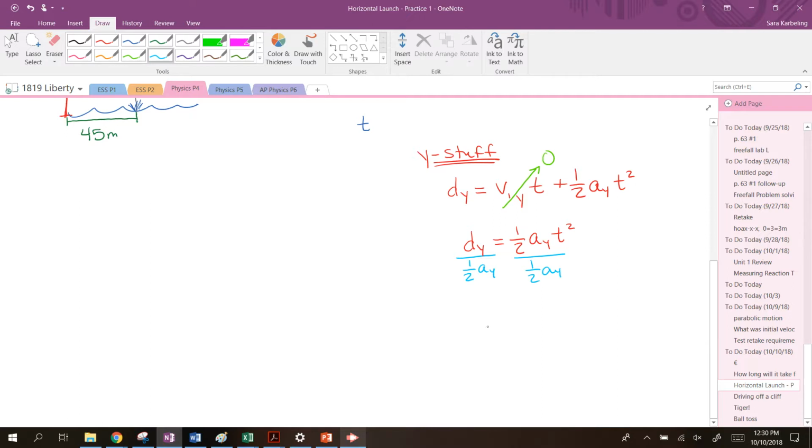Bless you. And then I need to get rid of my t. I need to get rid of the squared. How do I undo a squared? Square root, right? We're going to take the square root of both sides. And I'm going to rewrite that in nice form. It's the square root of dy over 1/2 ay is equal to t.